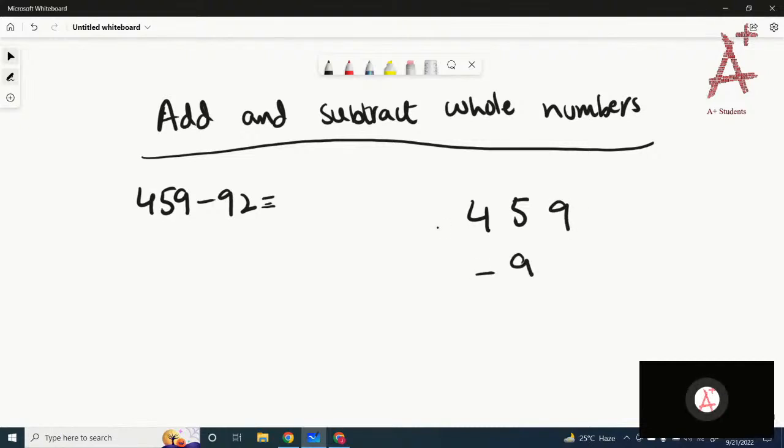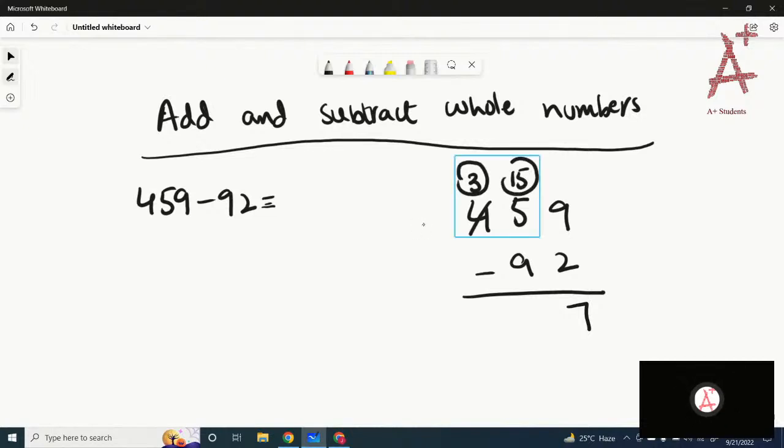459 subtract 92. Okay, subtract the ones. 9 take away 2 is 7. Very good. Then you have to subtract the tens. We cannot subtract a greater number from a smaller one. 5 is the smaller number and 9 is the greater one. So we have to borrow 1 from the next digit. When we borrow 1, you are left with 3, and it makes 15 here. Got it?